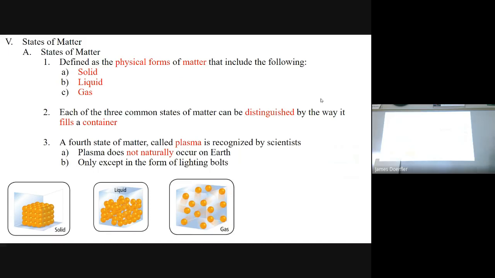And really, we can differentiate the three by the way that they fill a container. And yes, there is a 4th state of matter that is recognized by scientists, and that is plasma. But there's only one entity that produces it naturally on Earth, and that is lightning. Lightning is the only natural producing source for plasma.